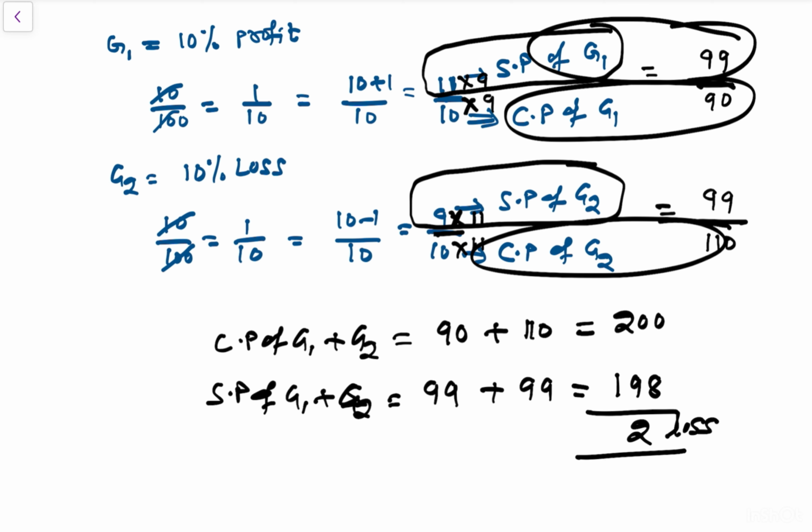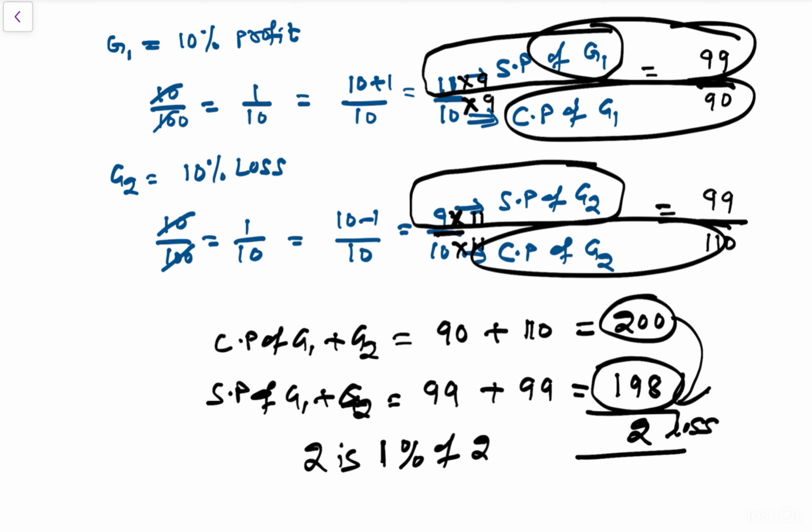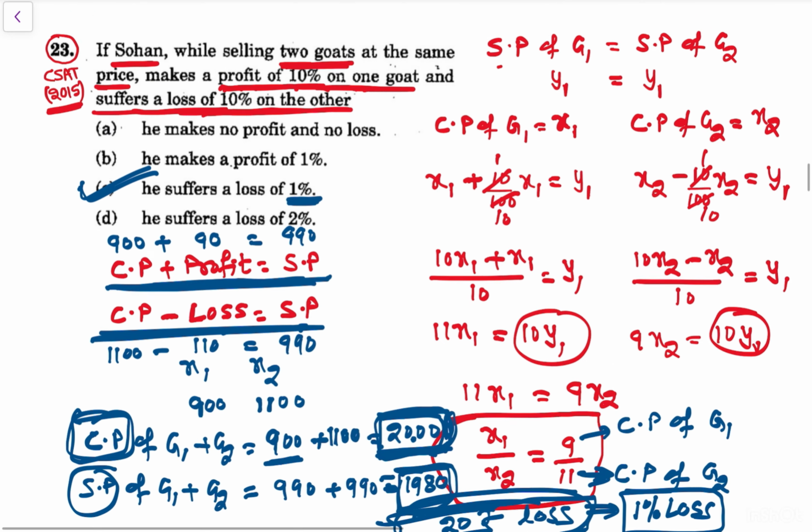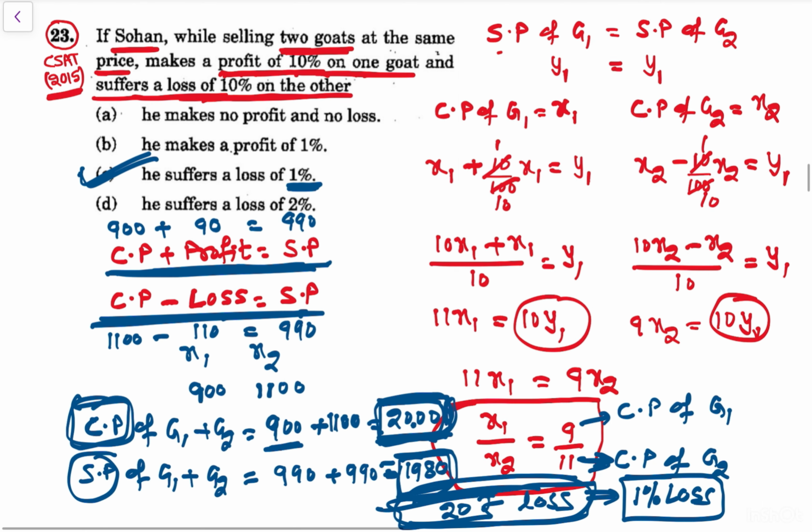By buying goat 1 and goat 2 for 200 rupees and selling them for 198, there is a 2 rupees loss. So 2 rupees loss out of 200. 2 is what percent? 2 is 1% of 200, that is a 1% loss. This is the second method. We can use any of the methods and we will get the answer: he suffers a loss of 1%.